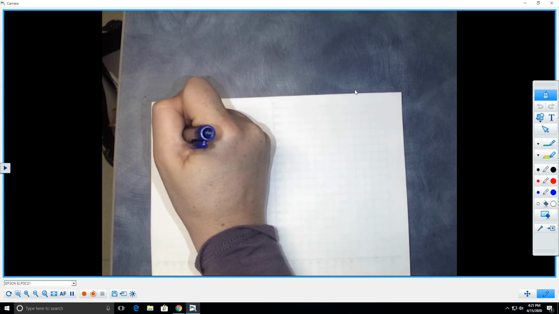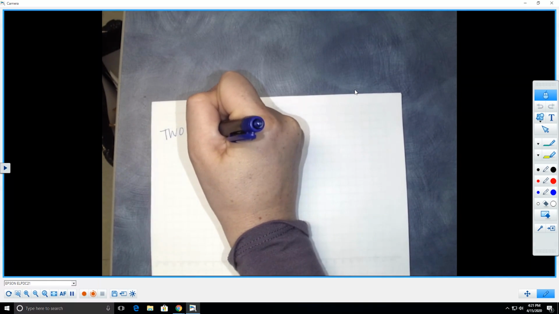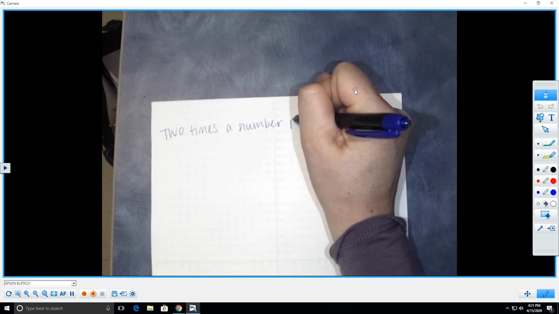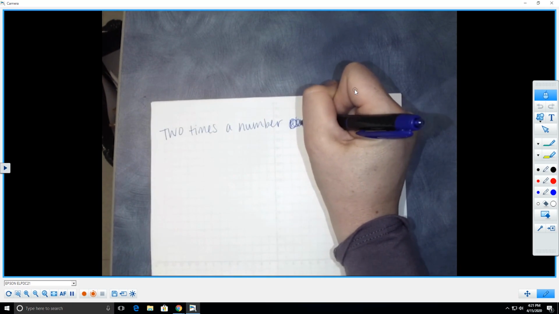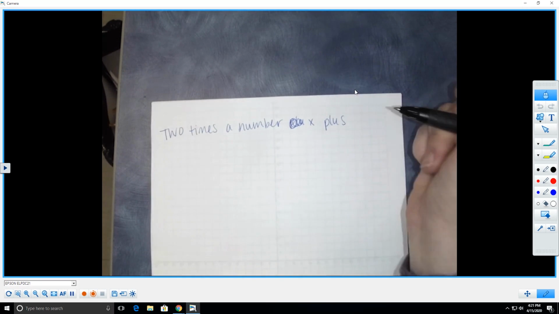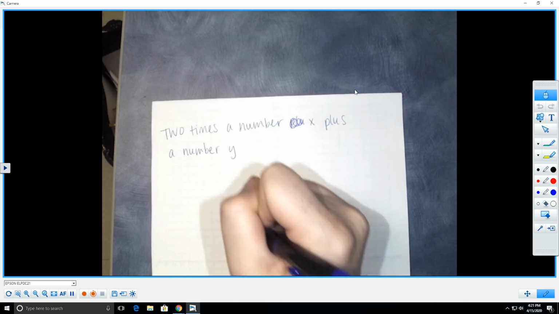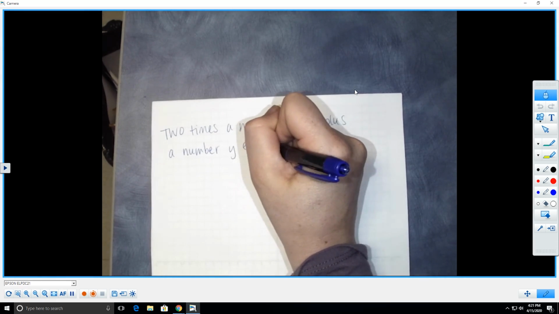Remember from the previous lessons, listen to the information first, then grab your pencil and paper to follow along. First up, we're going to try to solve this riddle. So our riddle says that 2 times a number x plus a number y equals 8.